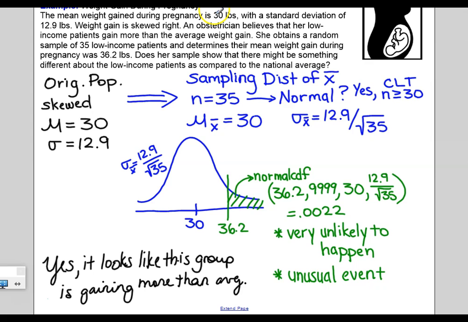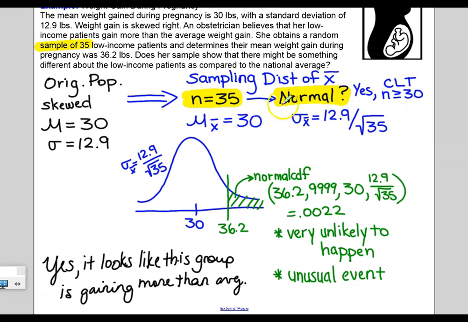Now, this next one, to decide if this one group of pregnant patients are unusual compared to the population. Because we're looking at a group of patients and we're not just saying, is this one patient unusual? We're looking at a sample of 35 patients, then we're going to be in the sampling distribution. So if we're going to use a sampling distribution, we need to know if it's normal. So would this be a normal distribution in the sampling distribution?